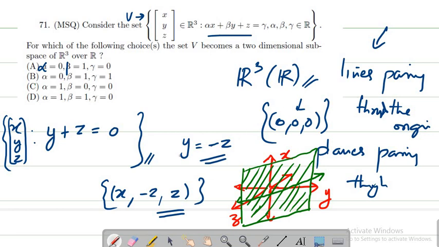Is it passing through the origin? Yes, obviously. If you give z as 0 or y as 0, you get these two coordinates as 0, and you can take x as 0. So this is basically satisfying this particular equation. So 0, 0, 0 belongs to this particular plane. So this plane is passing through the origin. So we can say that this is actually a correct answer.